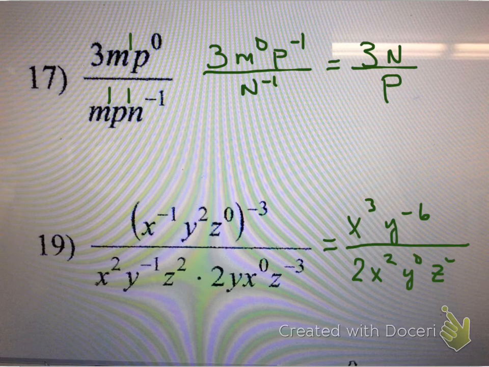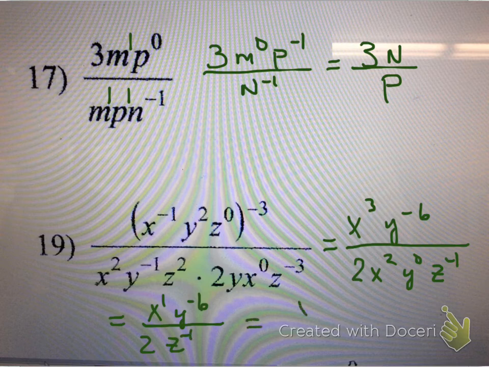And then what I did here on the bottom was I combined, like 2 plus 0 is x2. Negative 1 plus 1 is y0. 2 plus negative 3 is negative 1. Then again, combine. So 3 minus 2 is 1. Negative 6 minus 0 is negative 6. And the negative 1 is still there. Switch the things I need to switch, and you end up with that final answer. xz over 2y to the 6.